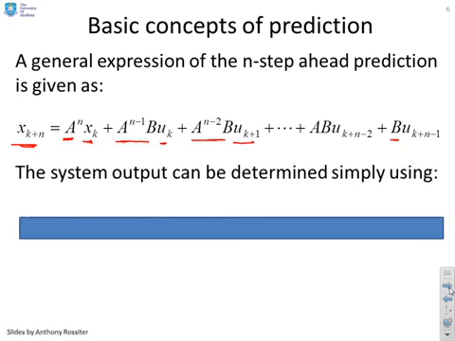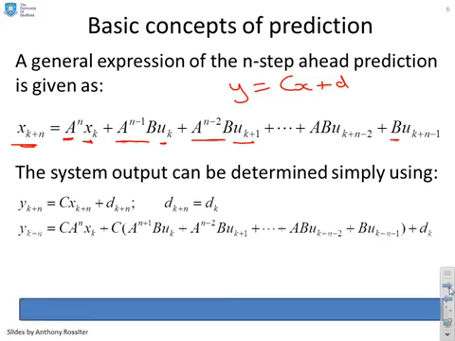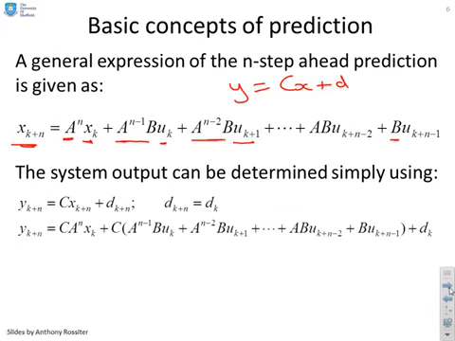If you wanted the system output, all we're going to do is use the fact that y equals cx plus d. So you'll notice what I do now is just substitute that in, and the only difference with the y is you'll see I've got a c term here, a c term here, and at the very end I've got this plus d. So that's relatively straightforward.